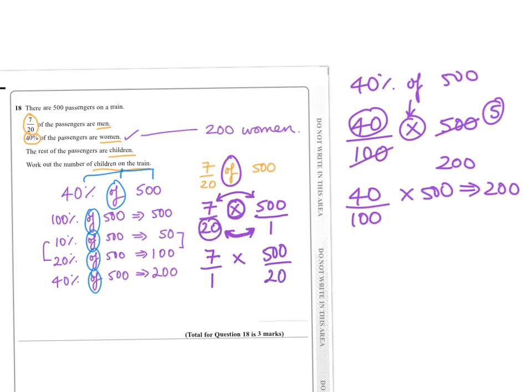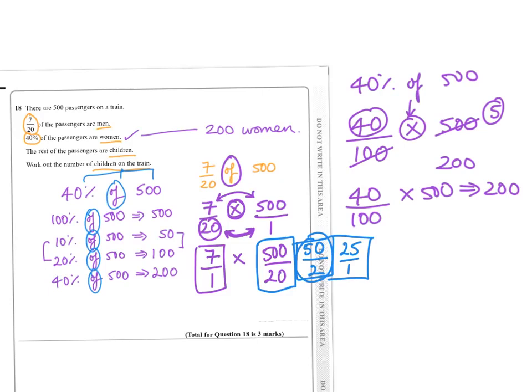It's exactly the same answer. Now, 7 whole ones cannot be cancelled down, but if you looked at this fraction here, 500 over 20, that's the same as 50 over 2, because I've divided top and bottom by 10. And 50 over 2, you should know, is the same as 25 over 1, or 25 whole ones. Just think of 50 over 2 as being 50 divided by 2.